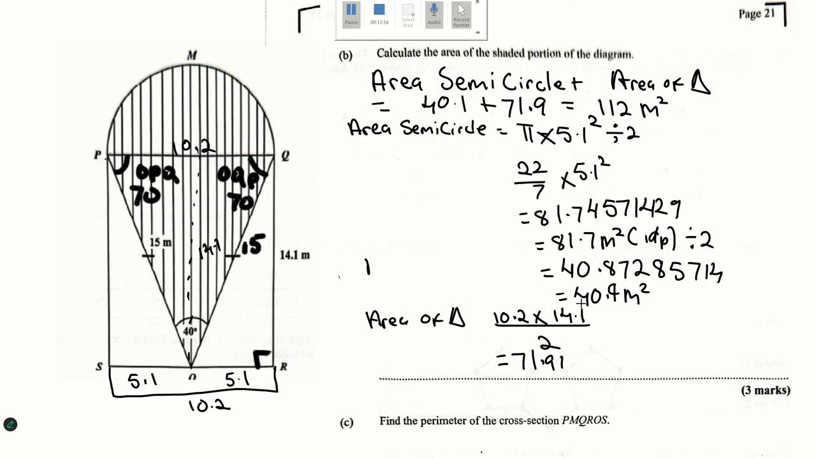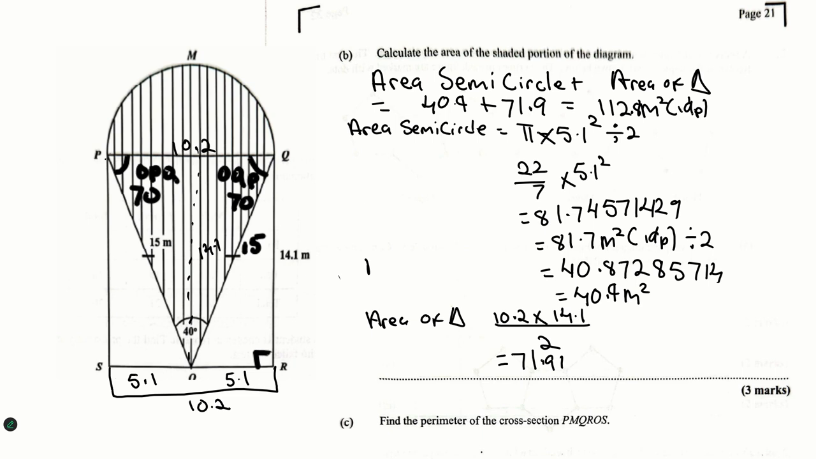So it is not 40.1, it's 40.9, because this had to approximate. So it's 40.9 plus 71.9, which is 112.8 meters squared to one decimal, please. Right, and that's the answer for this.